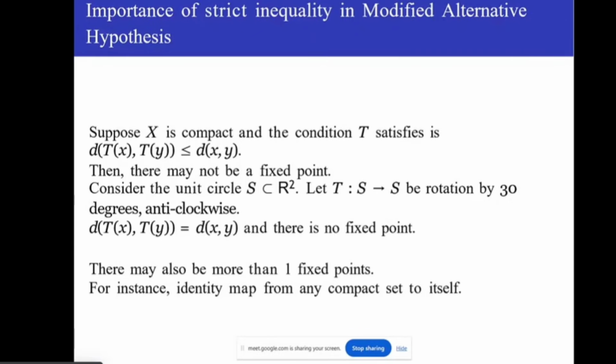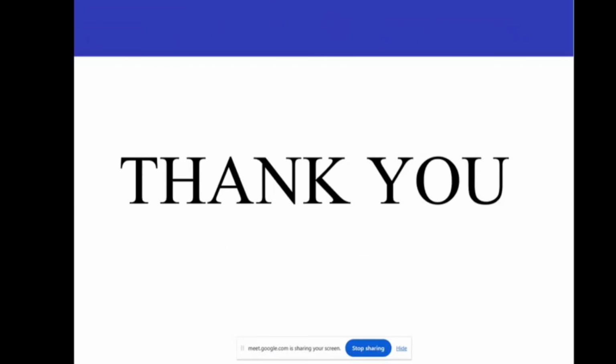So the conclusion is that we can actually have the same results if we take a compact set on which the distance between t of x and t of y is strictly less than the distance between x and y, but it cannot be less than or equal. Okay, so these are the things which I wanted to discuss. So that's all.